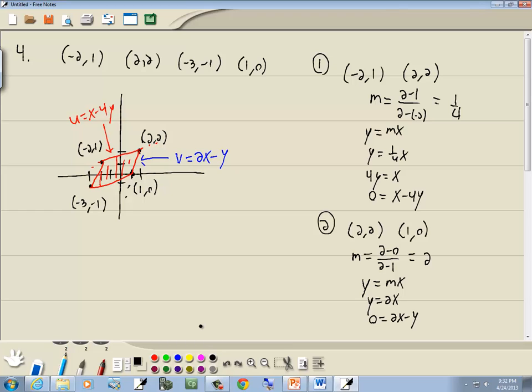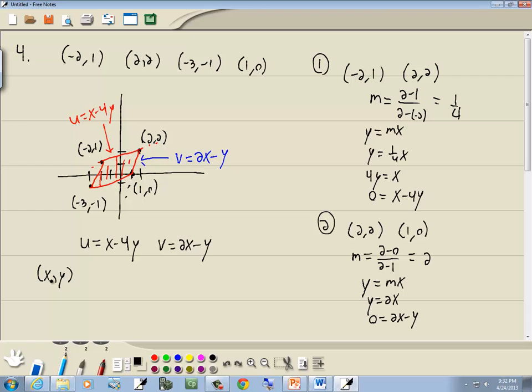Well, it's going to be our u substitutions. Let me write them down here. u is equal to x minus 4y, and v is equal to 2x minus y. Now, first off, let's go ahead and do our mapping and see what this changes to.